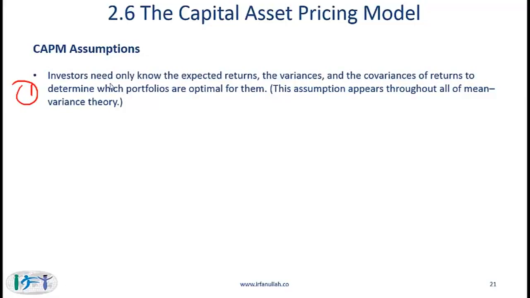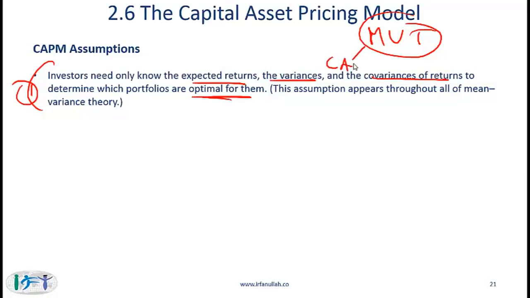Assumption number 1, investors need only know the expected returns, variances, and covariances of returns to determine which portfolios are optimal for them. Now this assumption, you will notice, appears throughout mean variance theory. And in case you are getting a little confused about theories and models, the mean variance theory is your umbrella. Underneath this umbrella, you have the CAL, the CML, and CAPM. So all these are models that fall under the umbrella of mean variance theory. Because if you think about it, all these models are based on expected returns, or the mean returns, and the risk as expressed by variance.